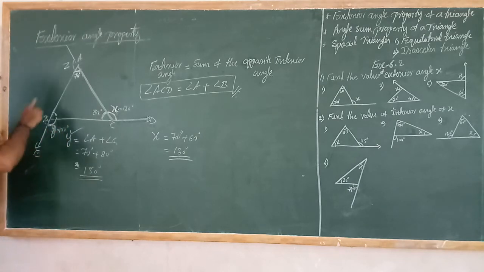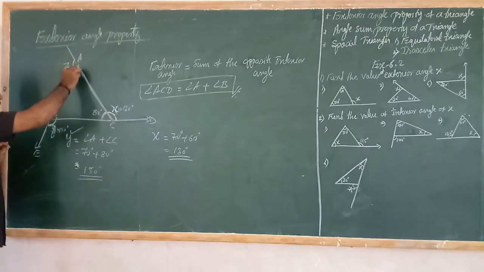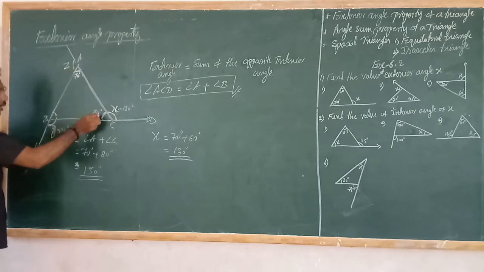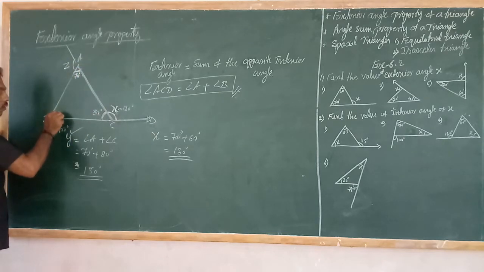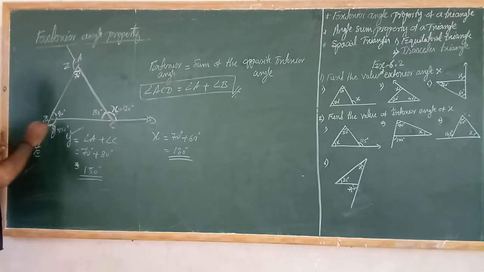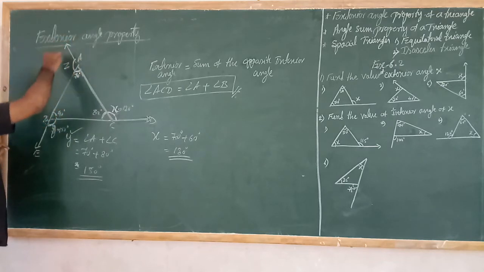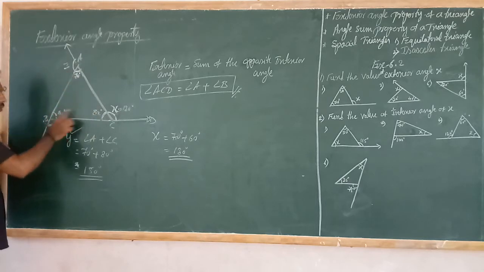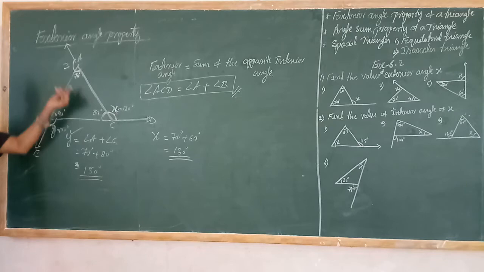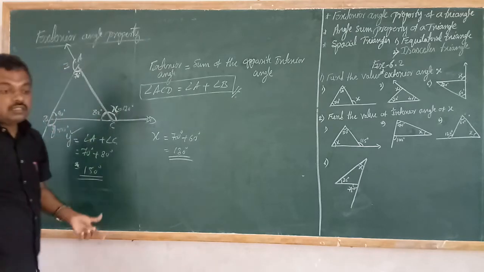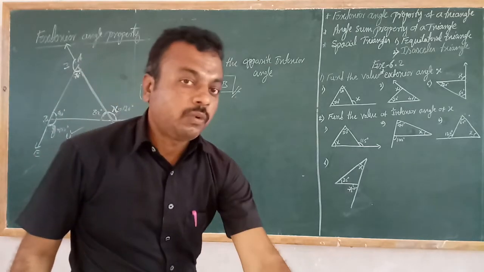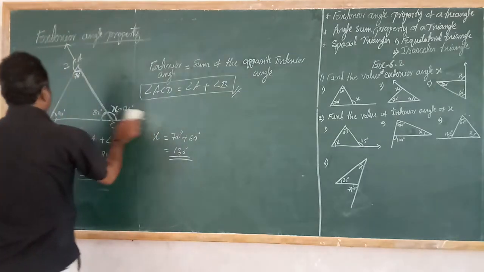Do you understand? So like Z. If you want Z, we need 80 degrees and this one, which I think is 40 degrees. The sum of these two angles is equal to angle Z. This is the exterior angle, equal to the sum of the opposite interior angles, 80 degrees and 40 degrees. So these are called the exterior angle property. Okay, so next one.